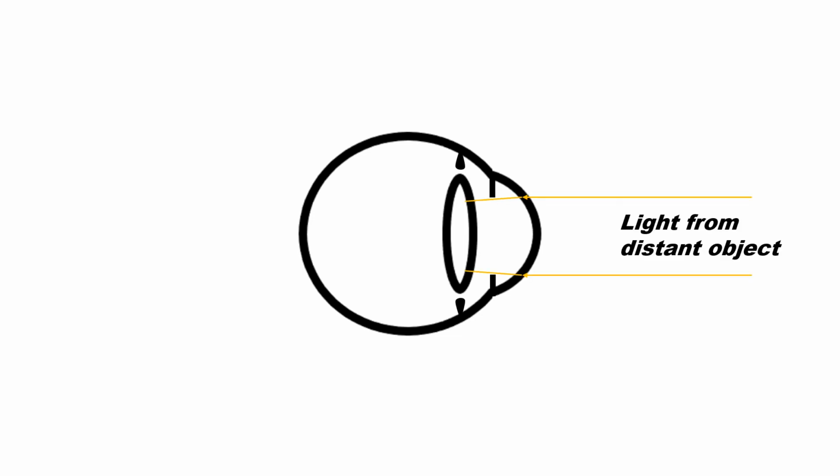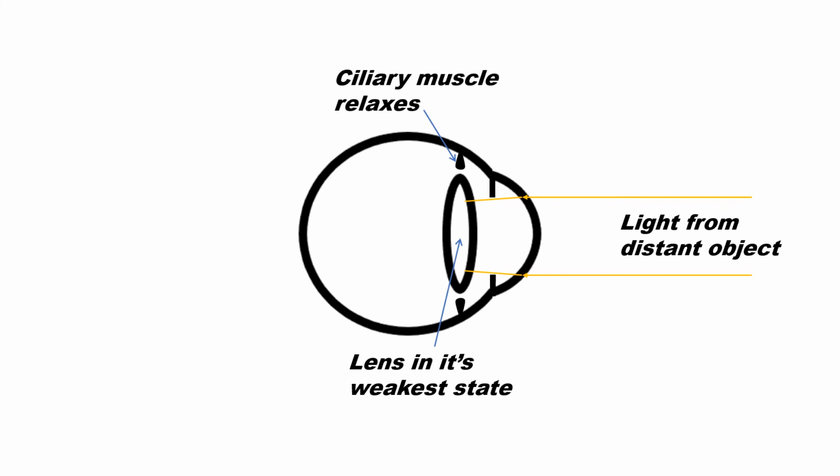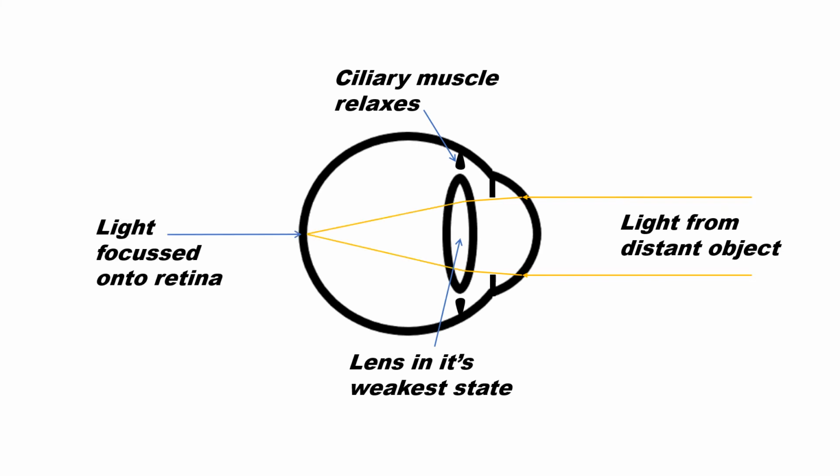Whenever you are looking at something, in order for you to see it clearly, the light from it has to be focused onto your retina. So in ideal circumstances, when you are looking at a distant object such as a TV screen, the light from it enters your eyes, the ciliary muscle relaxes and the lens stays in its weakest state, and the light from the distant object is focused onto your retina and you can see clearly.